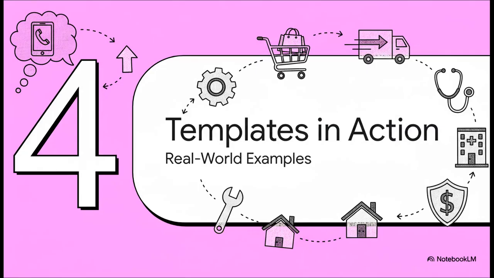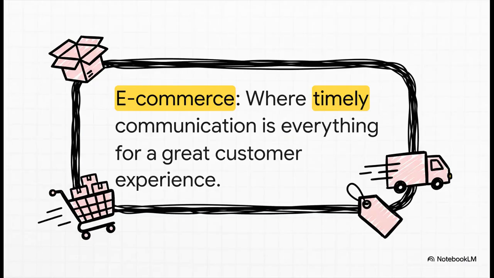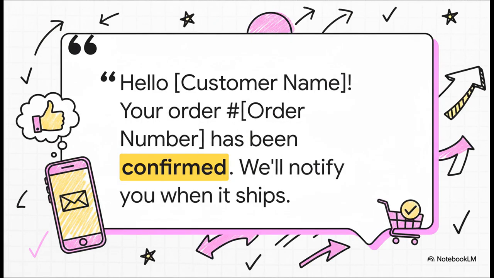Okay, now for the really fun part. Let's look at some real-world examples to see just how flexible and effective these templates are across a few different industries. First up, let's talk about the world of e-commerce, where timely communication is absolutely everything. And here is a perfect example of a classic utility template. It's just a simple order confirmation, but notice those variables for the customer's name and the order number? That's what makes it feel personal and informative. It builds that trust right away, right after someone makes a purchase.